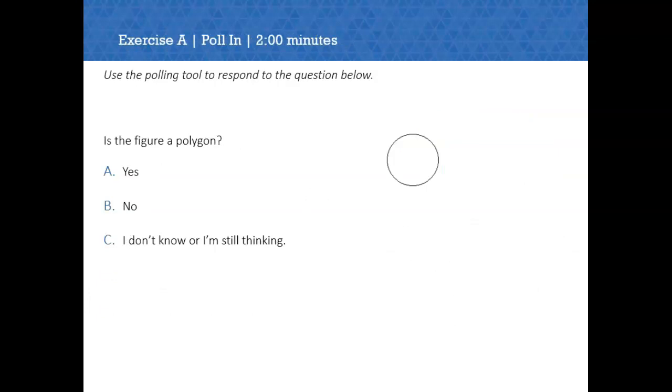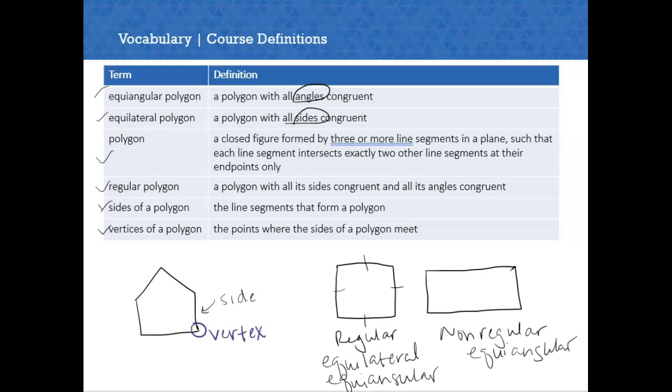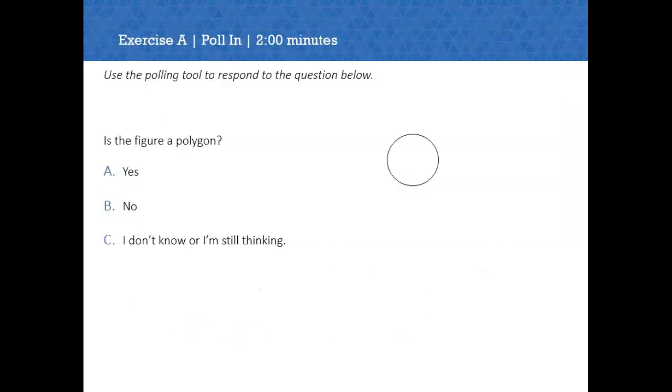Is this figure a polygon? So we know it's a circle. It certainly is a shape, but let's look at our definition of polygon again. A polygon is a closed figure formed by 3 or more line segments. This is formed, I guess, really by no line segments. It's really just one continuous curve. So this is not a polygon. The smallest polygon, 3 or more line segments, is a triangle. So circle, not a polygon.